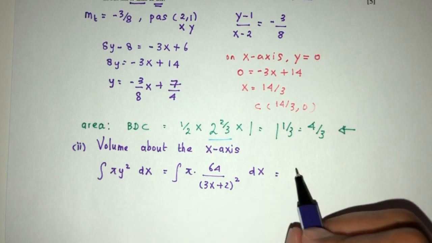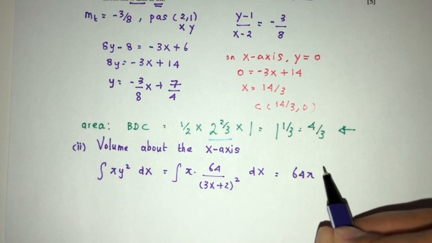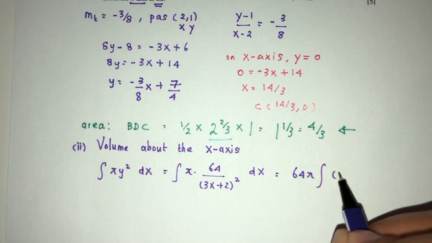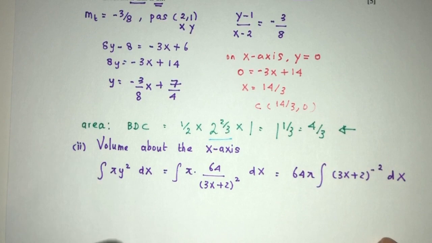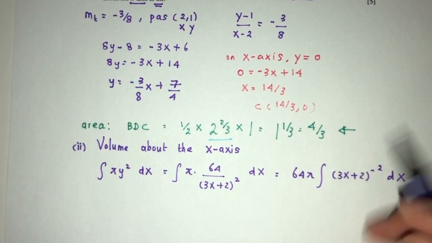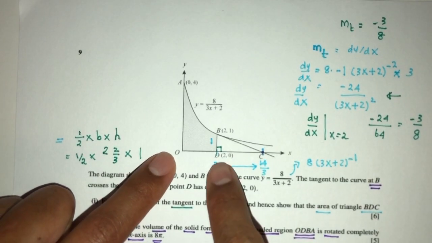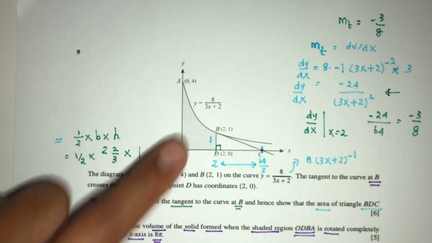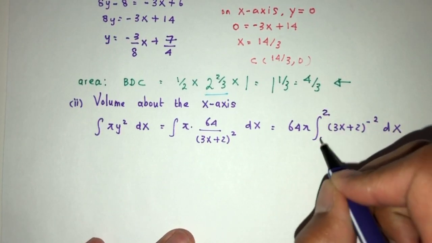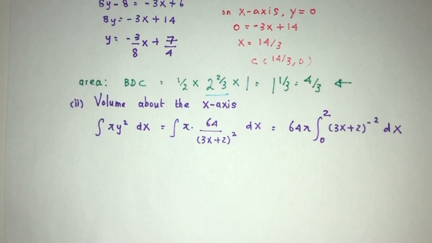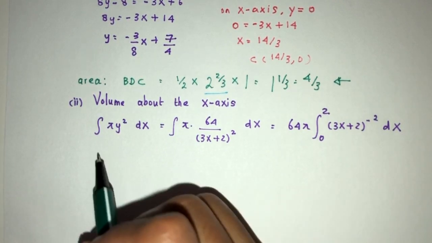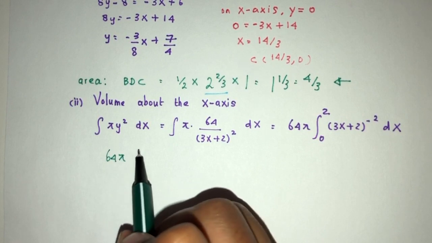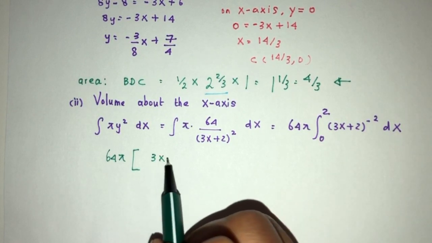Now we can rearrange, obviously. We can take out this value, that will be 64 pi, and then we can bring this up, that will be 3x plus 2 to the power of minus 2, dx. Now we can simply integrate this. Again, the limits, what are they? The limits will be between the value of 2 and 0 for this region, right? 2 and 0. Okay, great. So here we have the curve. Now 64 will be outside, and this will be 3x plus 2.